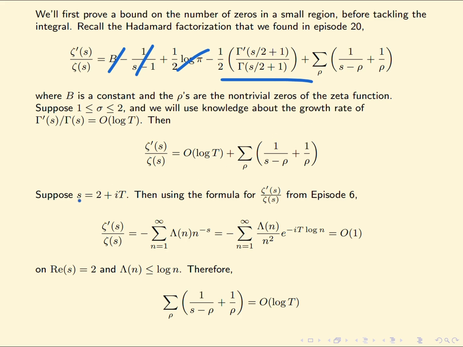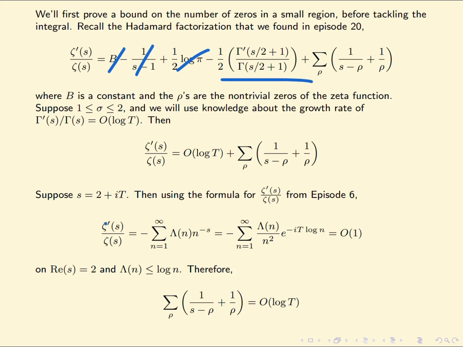And now we're going to let s equal 2 plus it. Then, if you remember in episode 6, we showed a formula for zeta prime of s over zeta of s when the real part of s is greater than 1. And indeed, the real part of s is greater than 1. So we're going to start on 2 and then go up and down the line again.